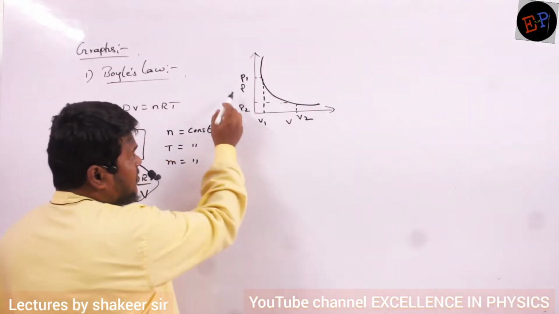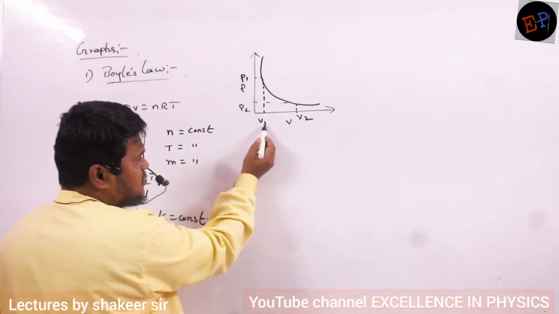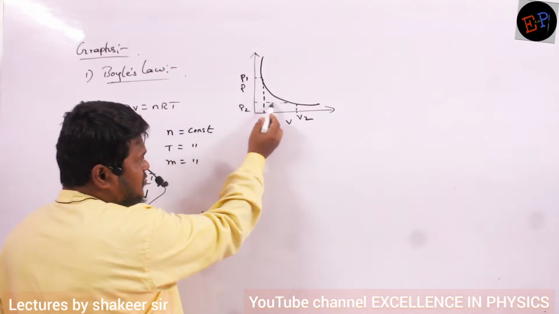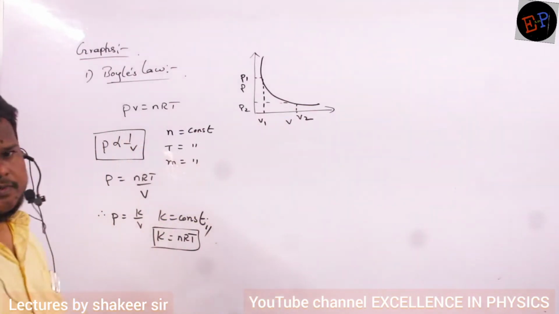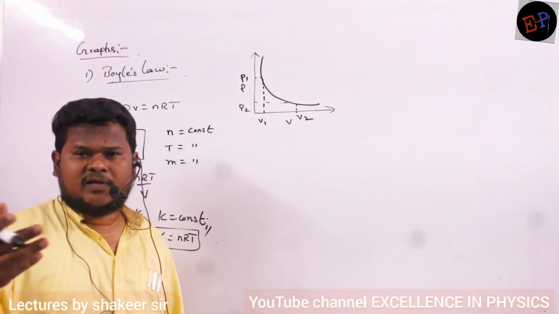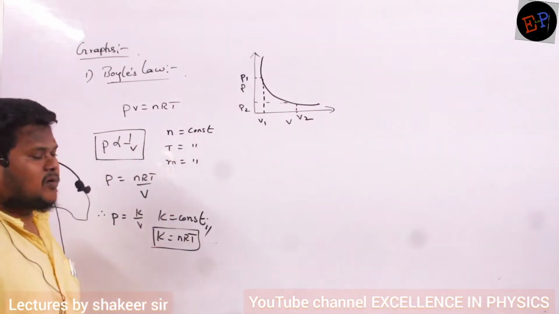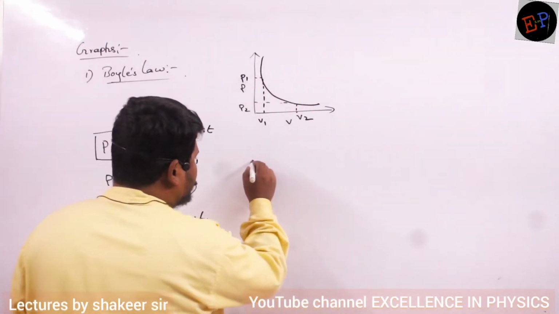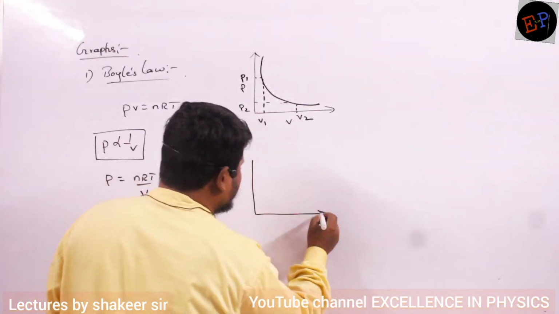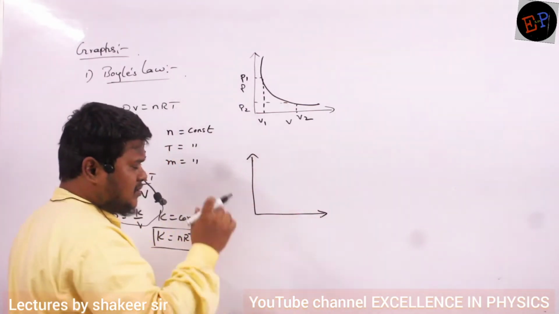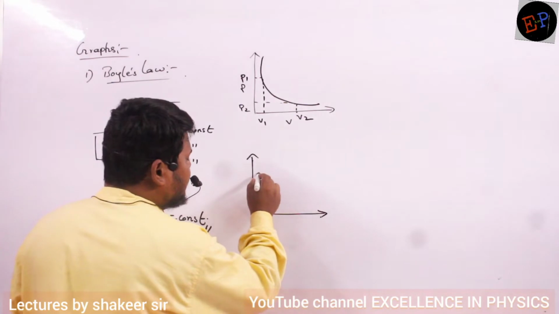Clear, no? When pressure is very large, volume is very small. When pressure is very small, volume is very large. So they are inversely proportional to each other. If one value increases, the other value automatically decreases. So that is the relation between pressure and volume. Clear, no?